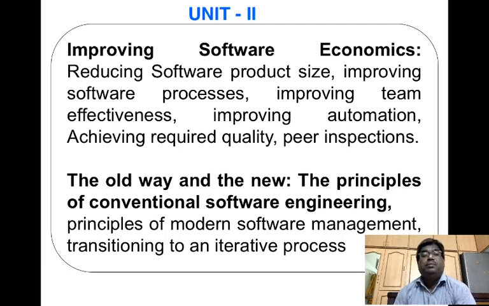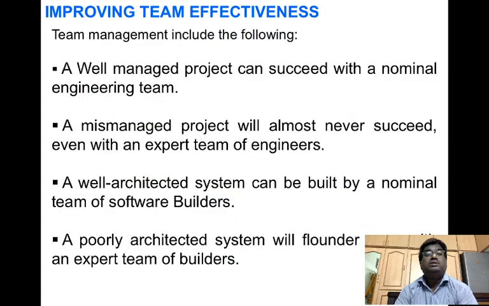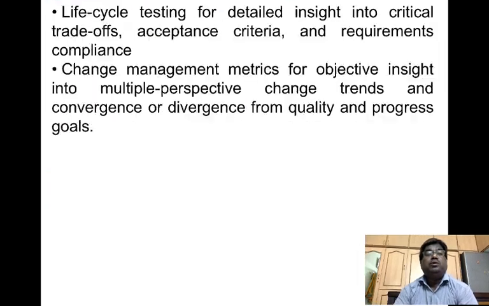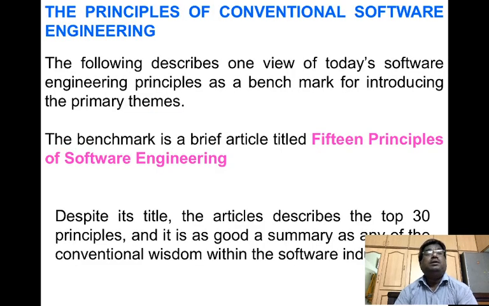So the second unit part B mainly focuses on the principles of conventional as well as modern software management methods that we will learn in part B, right? Okay, now we will start the conventional process models. Conventional process models, old way and the new way, right?